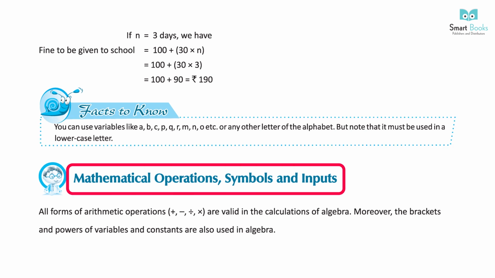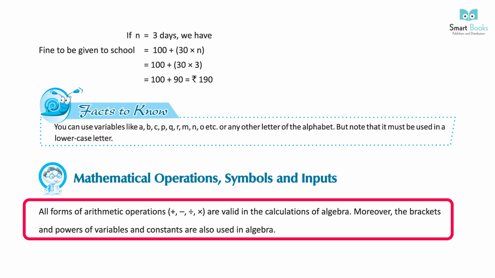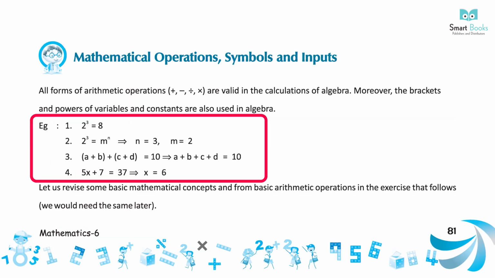Mathematical operations, symbols and inputs. All forms of arithmetic operations, plus, minus, divide, multiply, are valid in the calculations of algebra. Moreover, brackets and powers of variables and constants are also used in algebra. Example: first, 2 power 3 equals 8. Second, m power n, where n equals 3 and m equals 2. Third, a plus b plus c plus d equals 10. Fourth, 5x plus 7 equals 37.